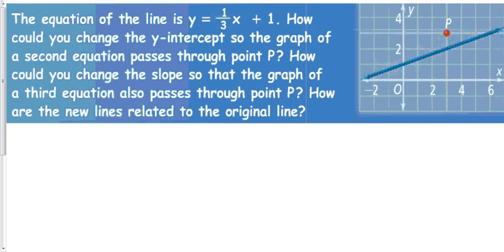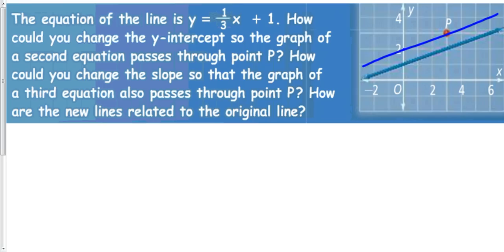So let's look at this problem right here. Okay, so the equation of the blue line on the right is y = 1/3 x + 1. If we look at that line right there, it has a y-intercept of 1, and it has a slope of 1/3, up 1, right 3. Okay? How could you change the y-intercept of the graph so a second equation passes through point P? Well, I could take this line and just move it up. That would change my y-intercept to 2, and now it does go through point P. So basically, I took that line and shifted it up.